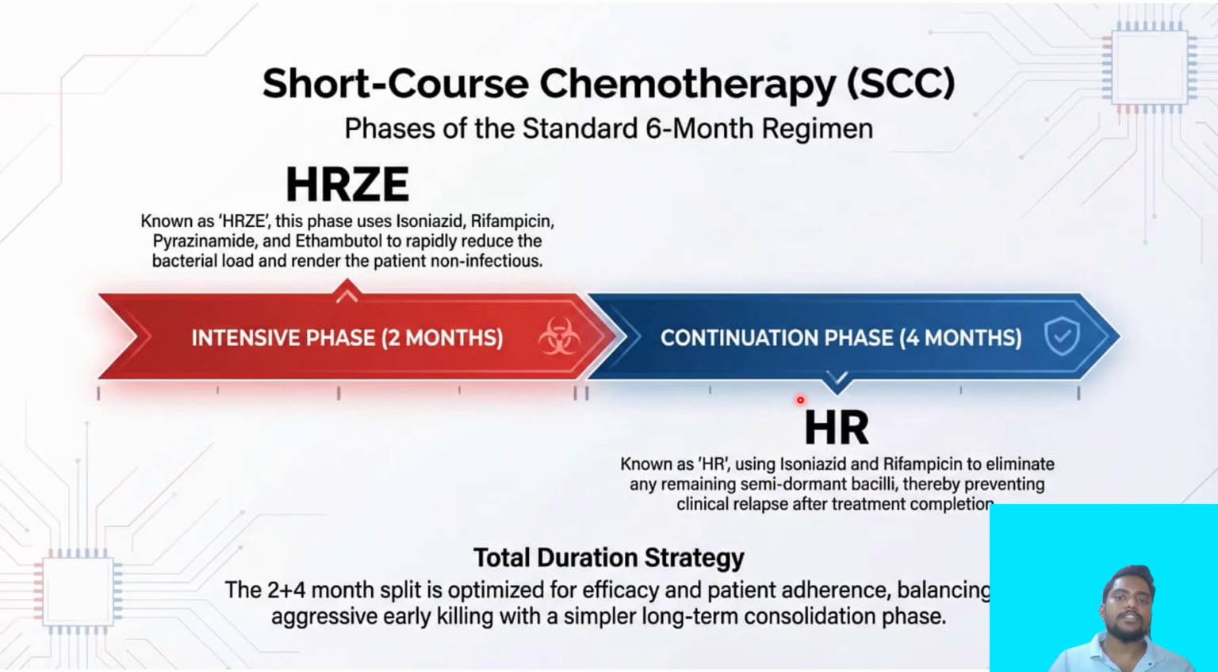Only 2 drugs I will use: isoniazid (H) and rifampicin (R). You get my point. So there will be an intensive phase, the active killing phase of the bacteria, for 2 months, and the continuation phase, which is for 4 months, where I will use the 2 drugs, isoniazid and rifampicin.